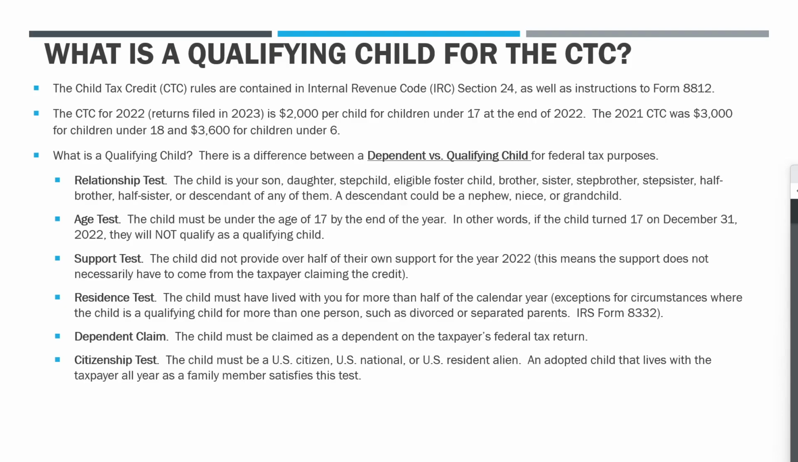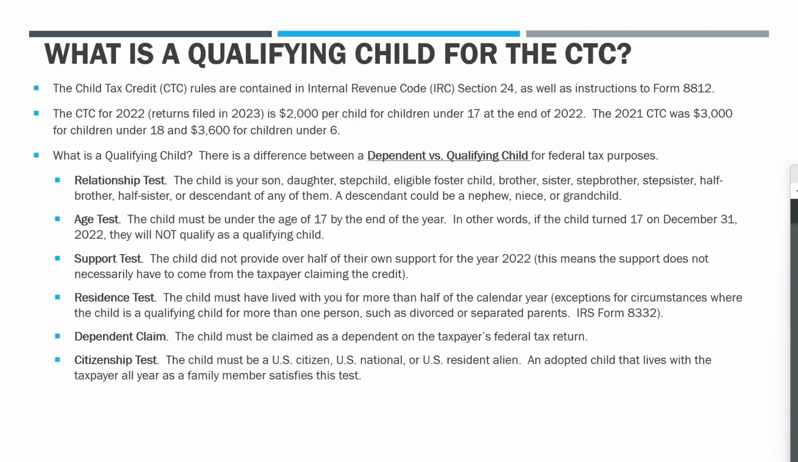So the first test is the relationship test, right? This one is pretty clear. In order to claim somebody as a qualifying child for the child tax credit, the child has to be your son, daughter, it could be a stepchild, a foster child, an adopted child. It can also be your brother, sister, stepbrother, stepsister, half brother, or any descendants of those persons.